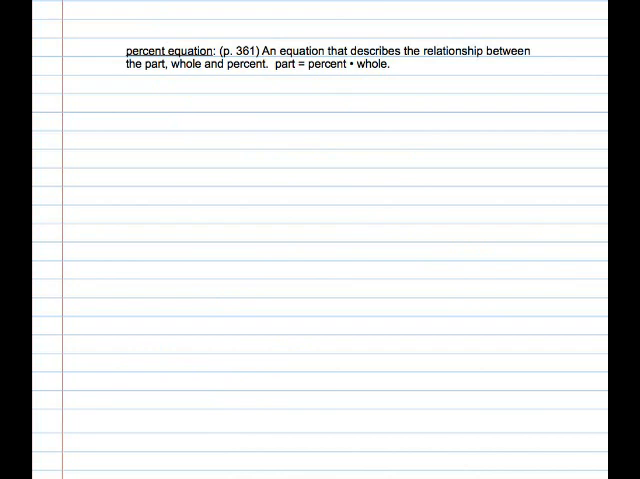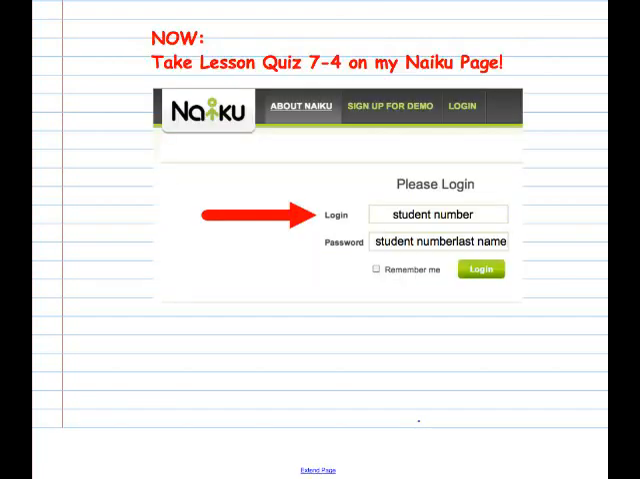The vocabulary in this lesson is the percent equation, an equation that describes the relationship between the part, whole, and percent, which is the part equals the percent times the whole.